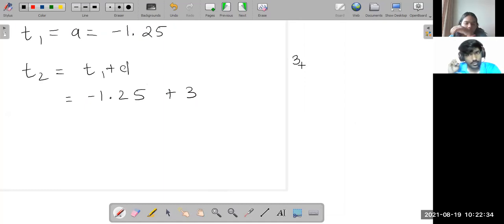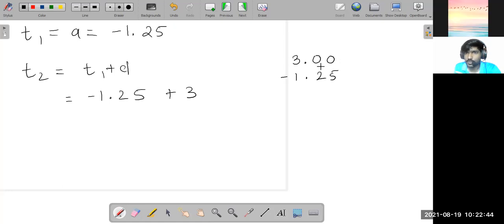No, 3 is a greater number and you have to subtract 1.25 from it. So here you can put a 0, and put a decimal like this. And now we have to do the subtraction. So borrow 1 from here, so 10. 10 minus 5 is 5. 9 minus 2 is 7. And 2 minus 1 is 1. So the answer is 1.75.